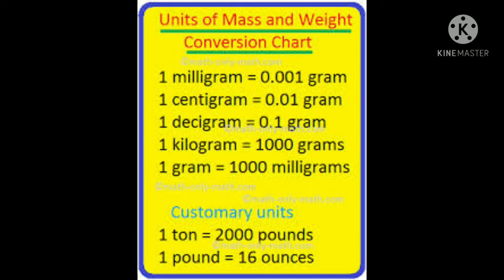Now we will go to the units for measuring mass. So mass and weight, how do we measure? 1 milligram is equal to 0.001 gram. 1 centigram equals 0.01 gram. 1 decigram equals 0.1 gram. 1 kilogram equals 1000 grams. And 1 gram equals 1000 milligrams. So these are the units of mass.